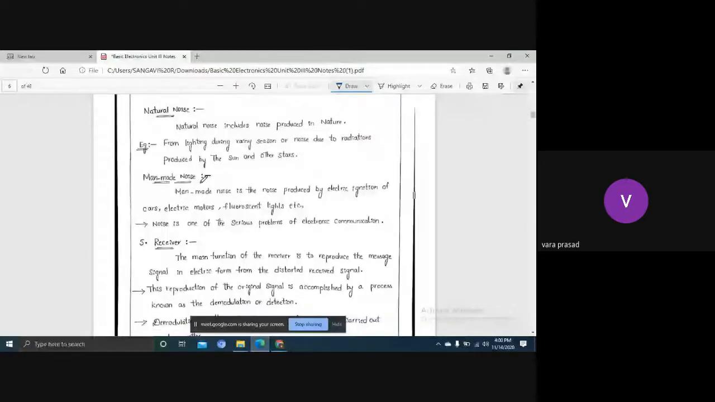Man-made noise, this is very important. How does it come? Electric ignition of cars, electric motors, fluorescent lights. These all can produce noise. Noise is one of the serious problems of electronic communication. A lot of research is going on on how to minimize the noise.